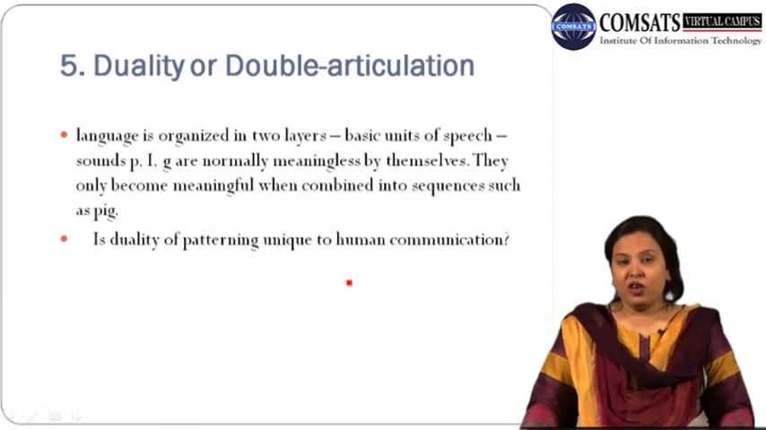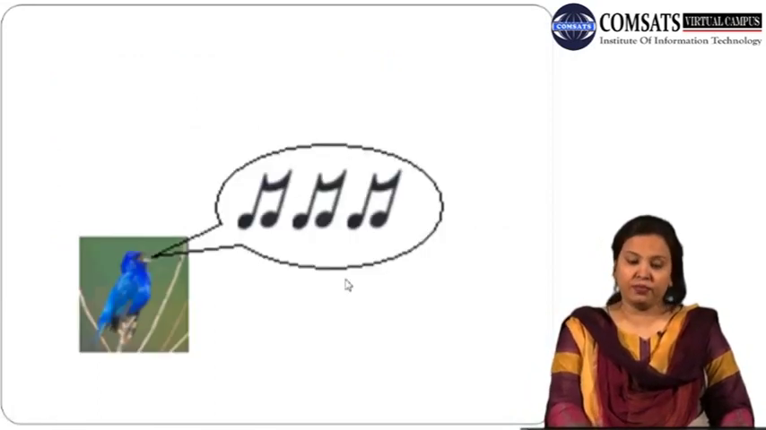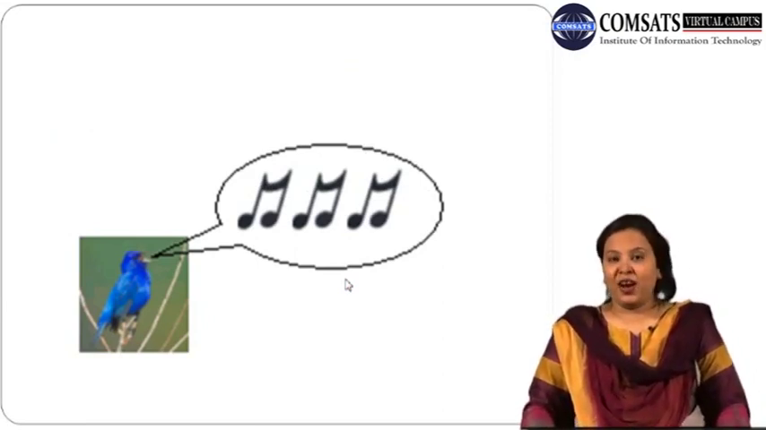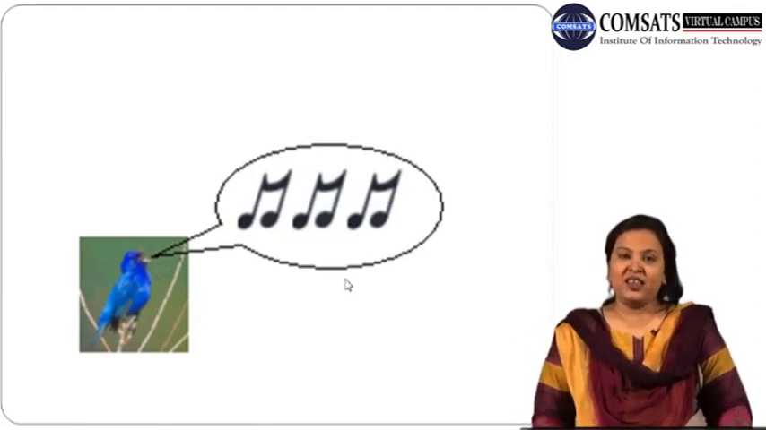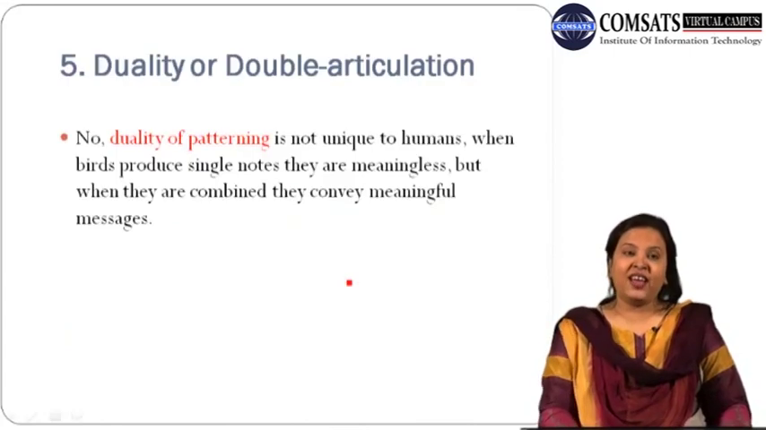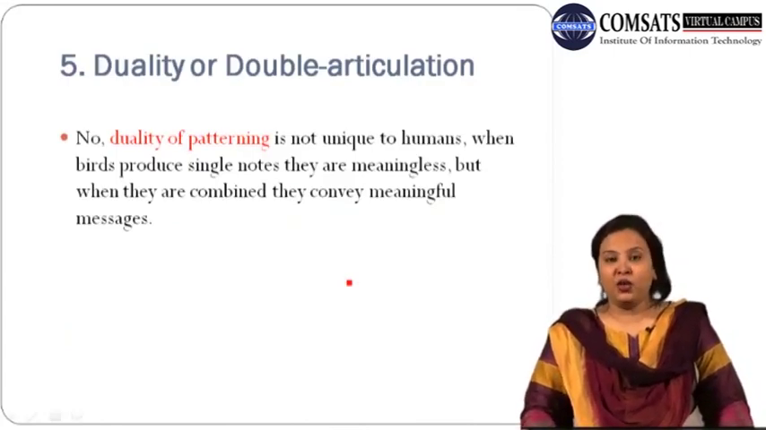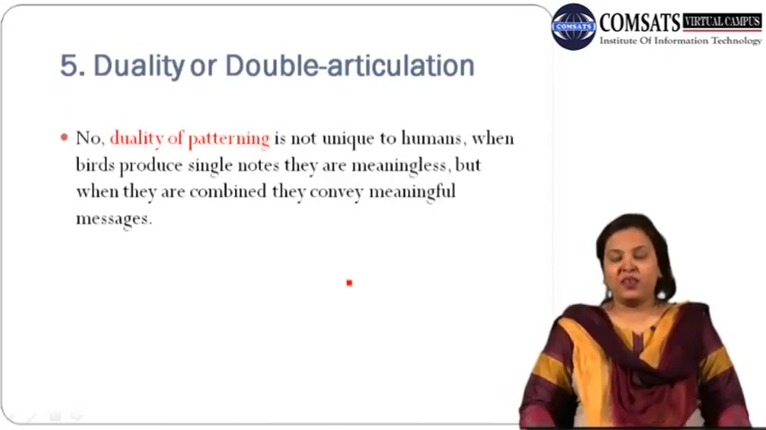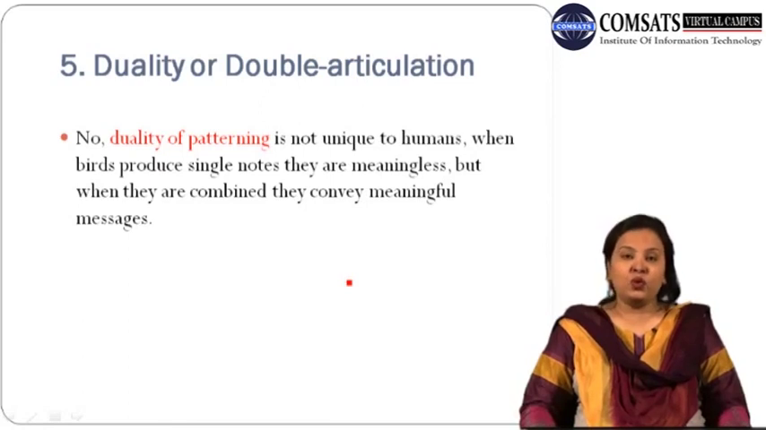Now the question is: is this duality of patterning unique to human communication? Again, some examples are provided by researchers that birds, the singing birds, when they sing, also have the ability to sing in duets. It has been proposed by different researchers that birds can sing duets. So it means they also have these two layers. When they produce individual notes, these individual notes are meaningless. And when they combine these notes, they produce meaningful musical sounds. So we can say that this duality is also a feature of bird songs.